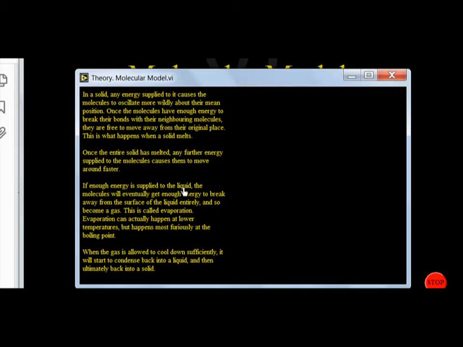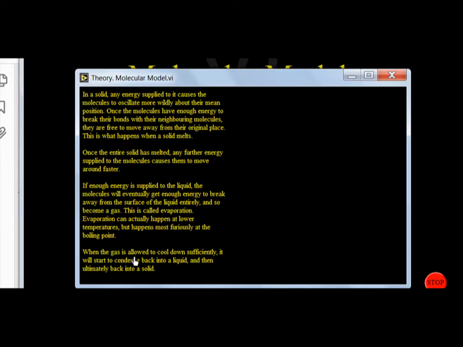Once the entire solid is melted, any further energy supplied to the molecules causes them to move around faster. If enough energy is supplied to the liquid, the molecules will eventually get enough energy to break away from the surface of the liquid entirely and so become a gas. This is called evaporation, or boiling, depending on whether or not the molecules or the atoms have reached boiling point. Evaporation can actually happen at lower temperatures, but happens most furiously at the boiling point.